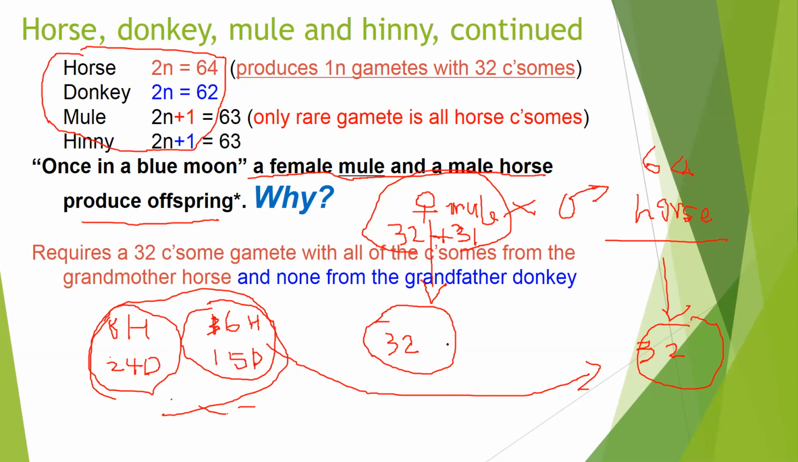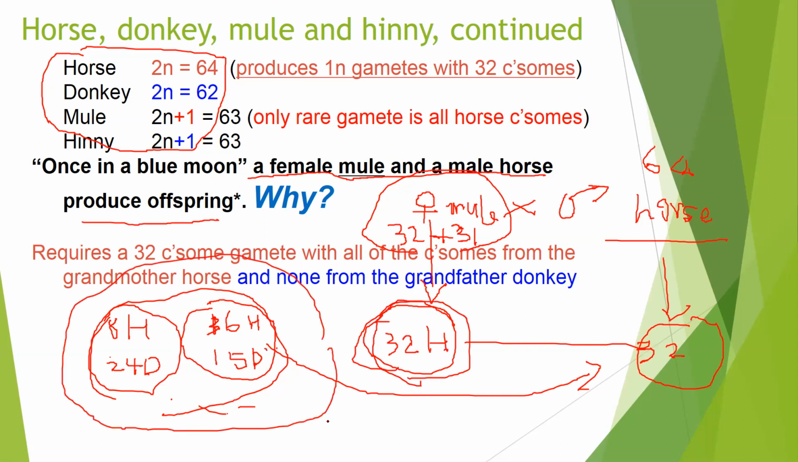If this female mule produces a gamete like this, then these two can come together to form a horse progeny, right? But as you can see, the chance of this is very, very small, because the chance of getting irregular gametes is extremely large, but the chance for this female mule to produce a gamete with all 32 horse chromosomes is very tiny. So that's why, once in a blue moon, a female mule and a male horse can produce an offspring.